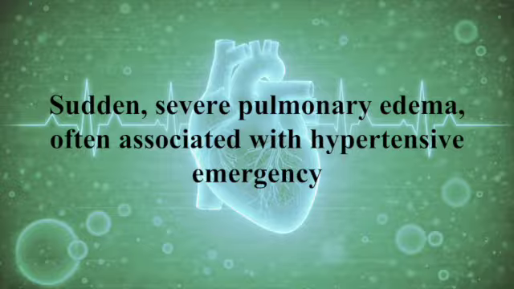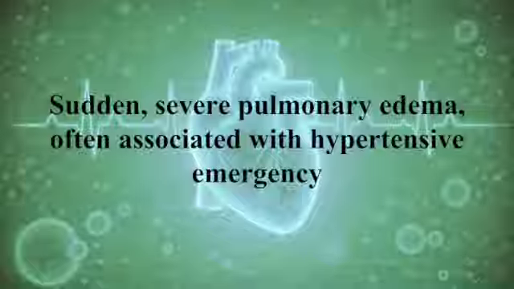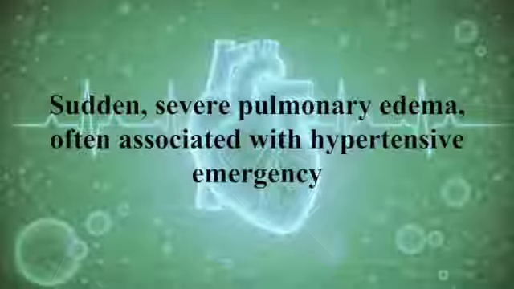The classic scenario involves an elderly patient with underlying hypertension who develops acute severe dyspnea as their blood pressure spikes. Treatment focuses on rapidly reducing the elevated filling pressures and blood pressure through the use of IV nitrates, which reduce both preload and afterload, diuretics to remove excess fluid, and aggressive blood pressure control to restore hemodynamic stability.